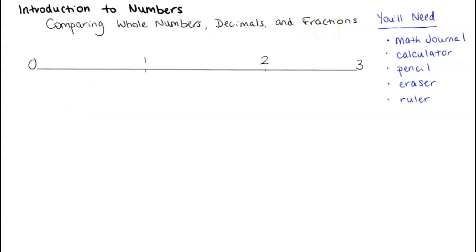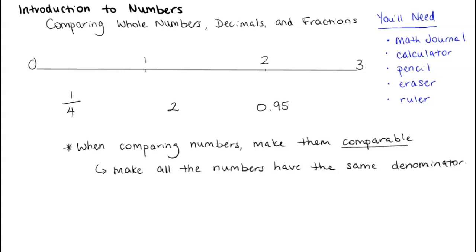So let's start with these three numbers. I'm going to start with the fraction of 1/4, the whole number of 2, and the decimal 0.95. So I need to put these numbers on the number line so I can start to see how they relate to one another. So in order to compare these numbers, I need to make them comparable. And to do that, they need to have the same denominator. So when I'm saying to make them comparable by making all the numbers have the same denominator, I'm talking about the number on the bottom of a fraction like this. So the denominator in 1/4 is 4.